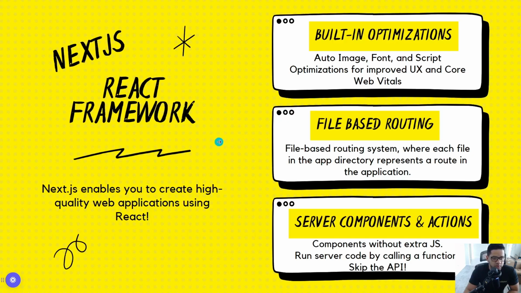With Next.js, we're going to have built-in optimizations. You're going to have automatic image, font, and script optimizations for improved UX and Core Web Vitals. File-based routing, where each file in the app directory represents a route in your application. Server components and server actions, so you have the flexibility of creating components without extra JavaScript. Also, you're going to be able to run server code by calling a function and maybe skip the API.